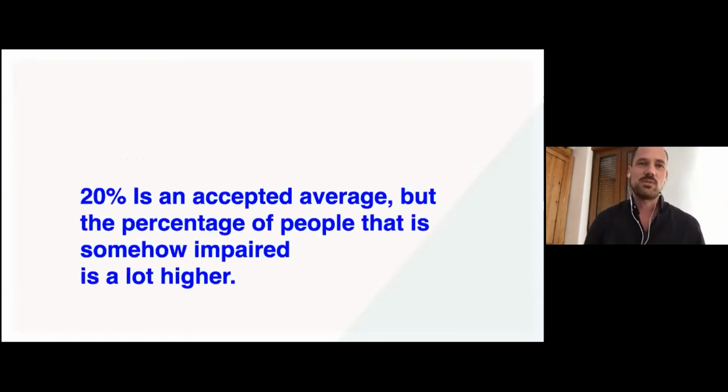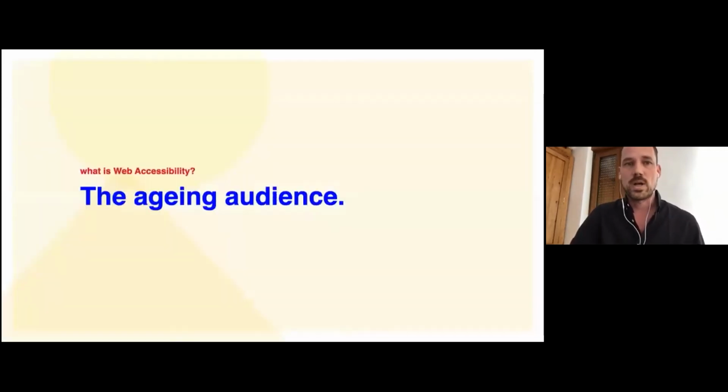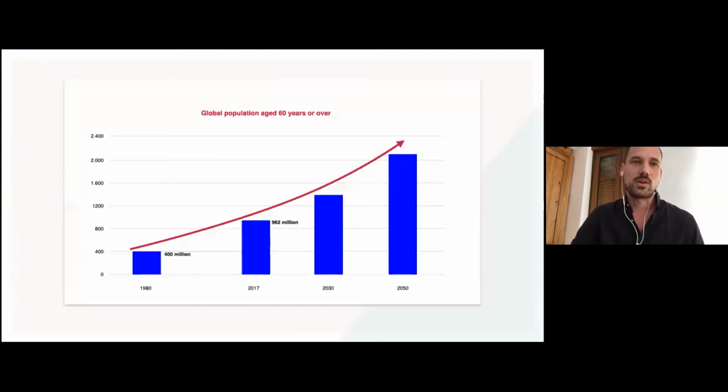When talking specifically about the disabled audience, 20% of the world population is an accepted average. But remember, that does not include many temporary and hidden disabilities. On top of that huge number, we have a global population that's aging. The global population aged 60 years or over was about 1 billion in 2017. And this number is expected to double again by 2050, when it's projected to reach nearly 2.1 billion.